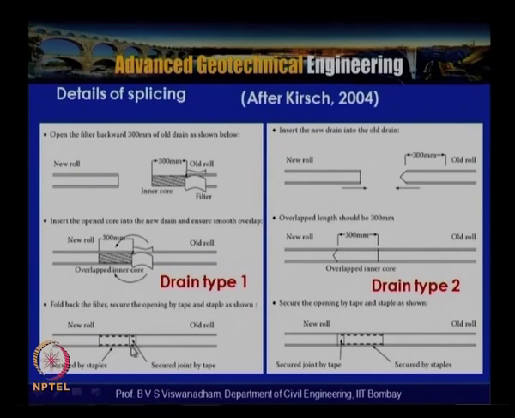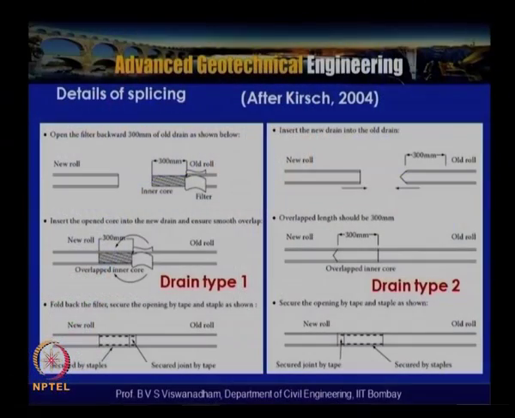So you have to secure this so that soil particles will not enter through this particular zone, because we have discussed that if soil particles enter into the drainage channels, the efficiency of the drains will be affected. In the second type, drain type 2, insert the new drain into the old drain and overlap the length, which should again be 300 mm, and secure the opening by tape and staple. So it is almost the same; it is universally adopted.